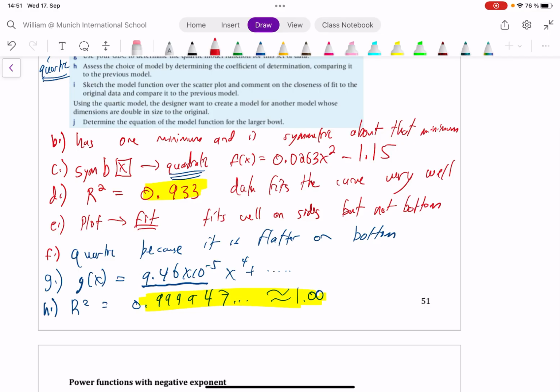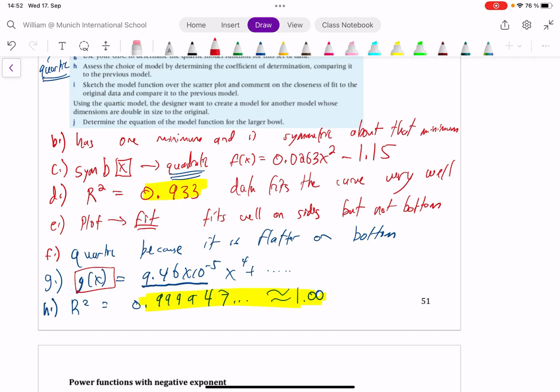So then it says sketch the model function over the plot and comment on the closeness. So again, hit that fit button and see what it looks like. And you can see that it fits it a lot better. It will fit the bottom of the bowl better. And so then this last part says using your quartic model, which I've called G of X. My quartic is G of X, that one.